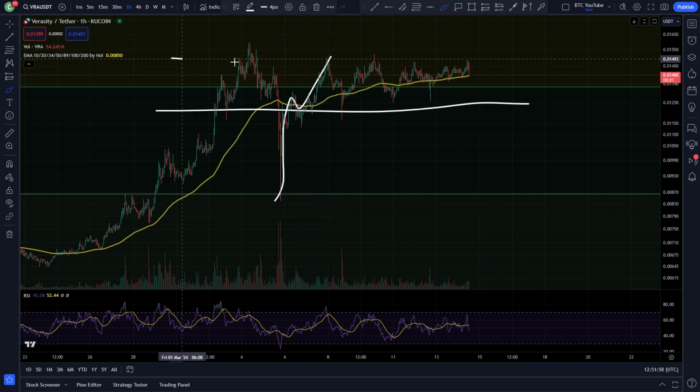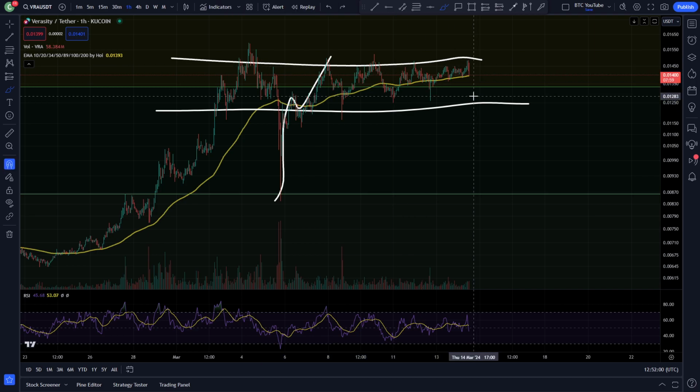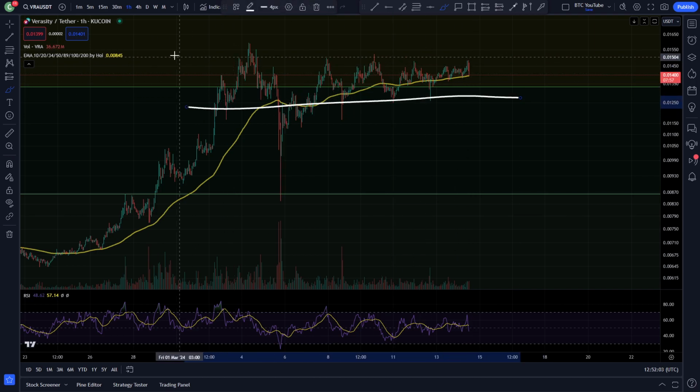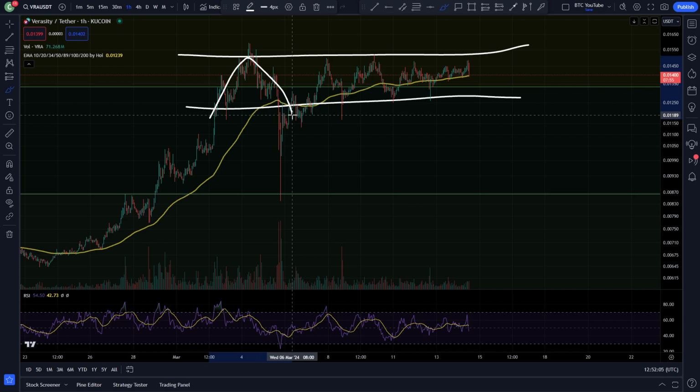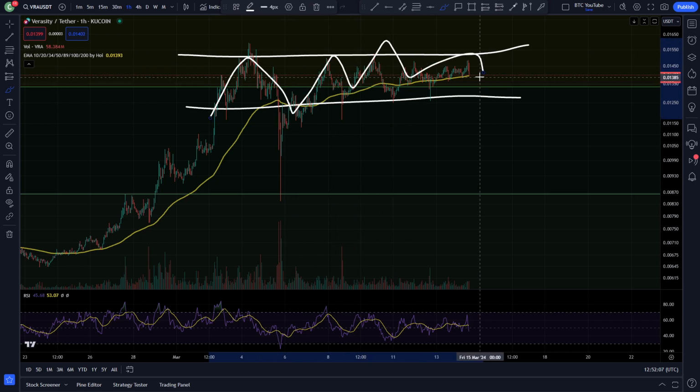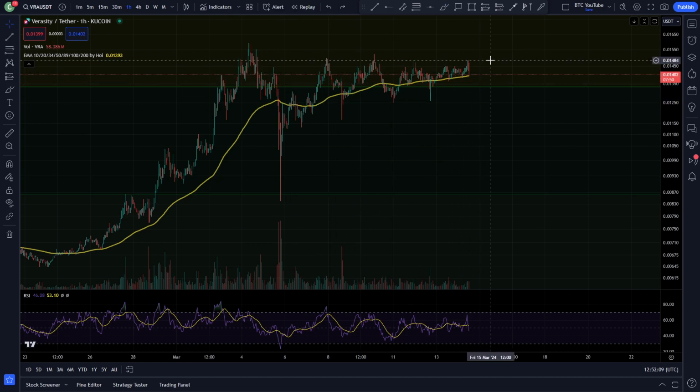We came back into this area here and really just put in a little bit of a range consolidation, from what I can tell. Looking something like this, you can see us just testing the highs and the lows as we continue to consolidate and accumulate in this area.